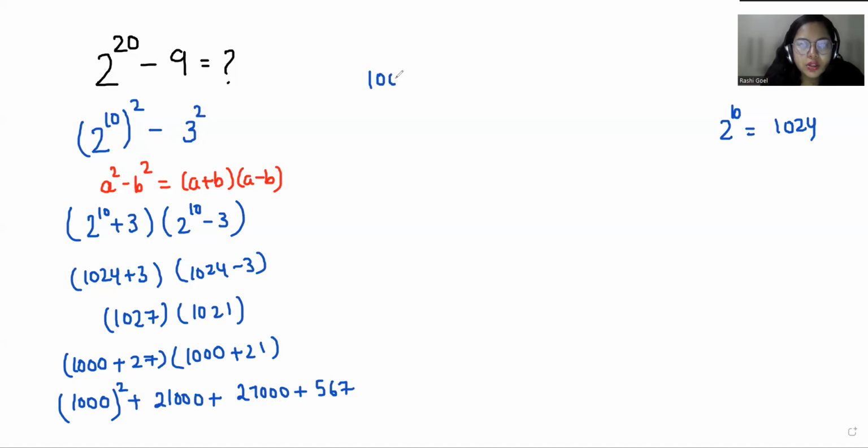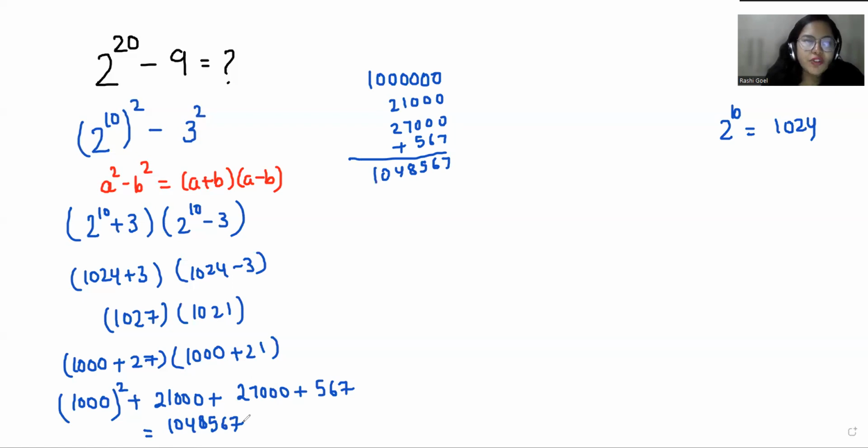So it becomes 1,000,000, and we have to add 21,000, then 27,000, then 567. So the final answer is 1,048,567.